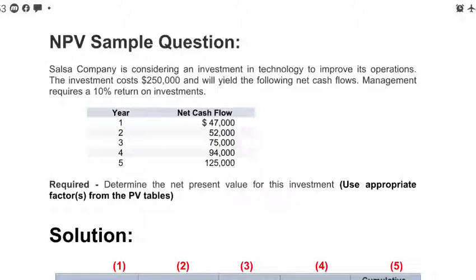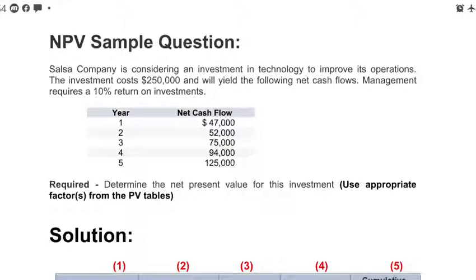So if you are a manager, you have to do the capital investment analysis in order for you to decide whether the investment is a good investment or not. The net present value method is one of the methods that you can use to do the capital investment analysis.